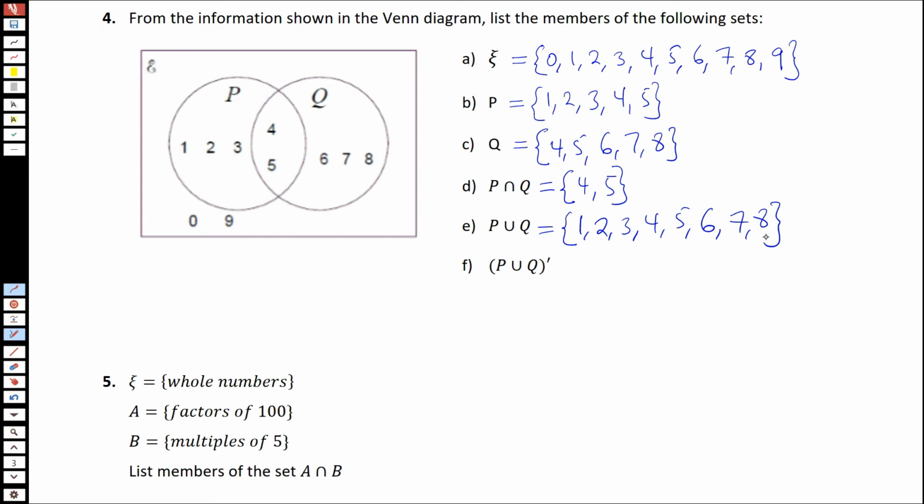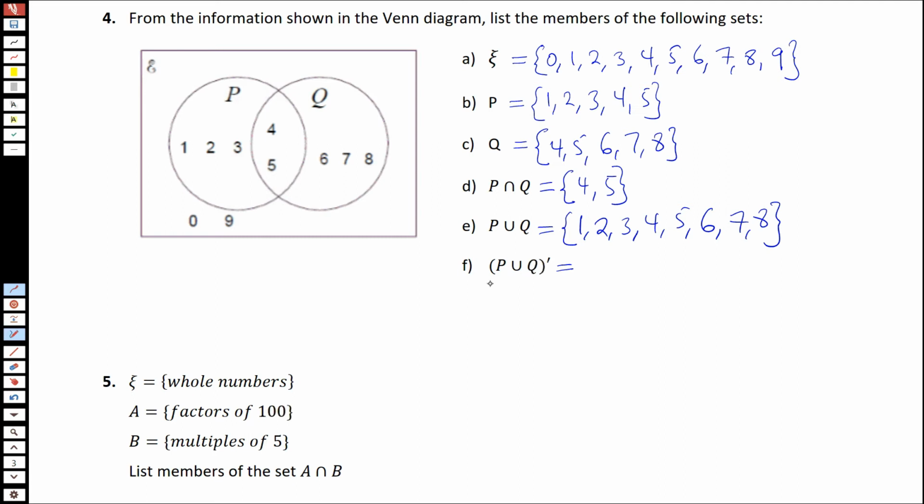Now this is called the union. Part D is the intersection, and then part E is the union of both of these sets. We discussed that previously. And then these are elements that are not contained in P or Q.